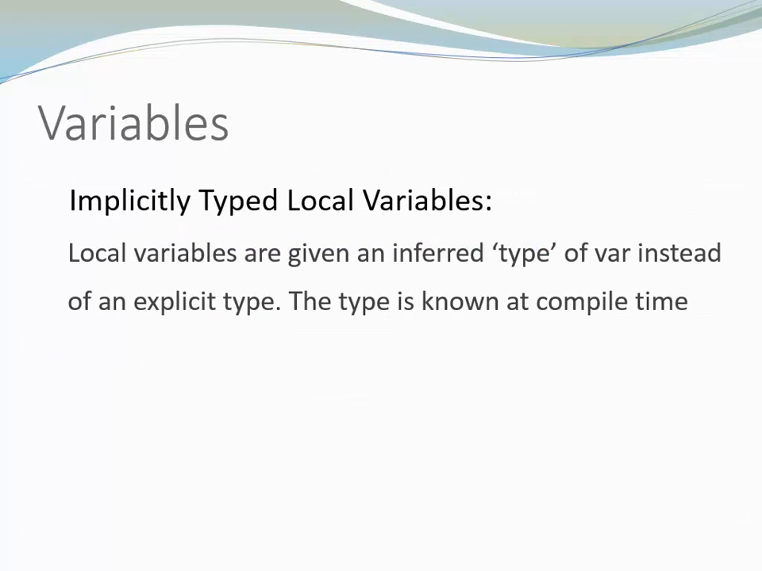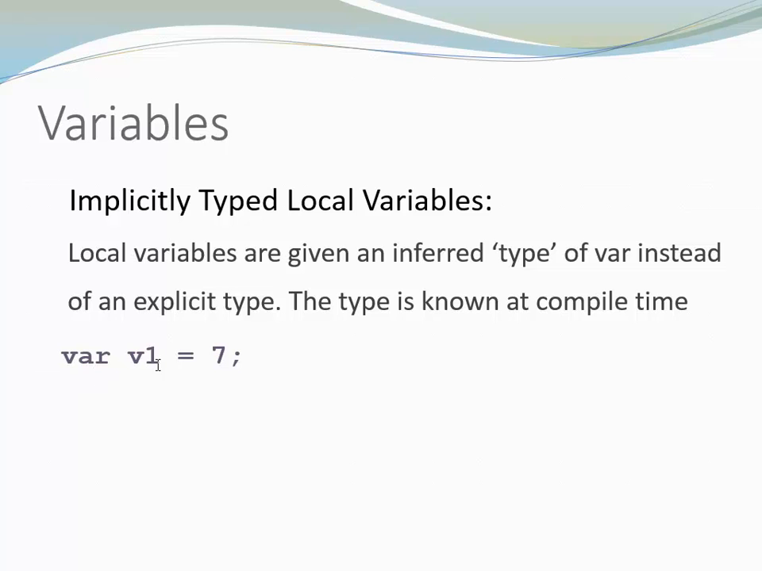There's something else that I want to point out, and those are implicitly typed local variables. This is a special feature of C#, where local variables are given an inferred type of var instead of an explicit type. Important to know is that the type is known at compile time. Using var instructs the compiler to figure out the type based on the value or the expression that is assigned to the variable. So here's an example.